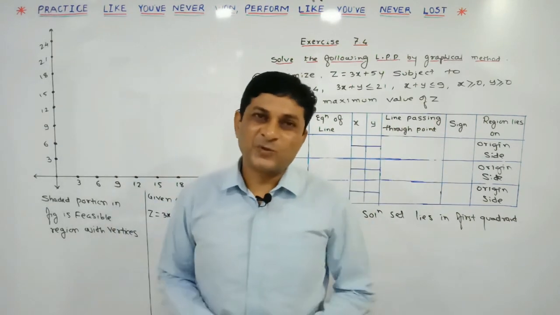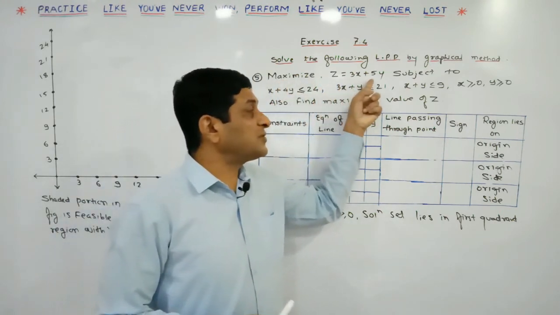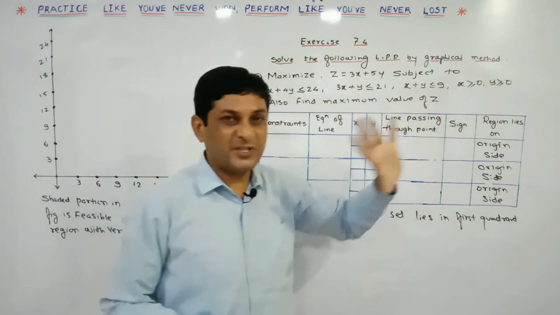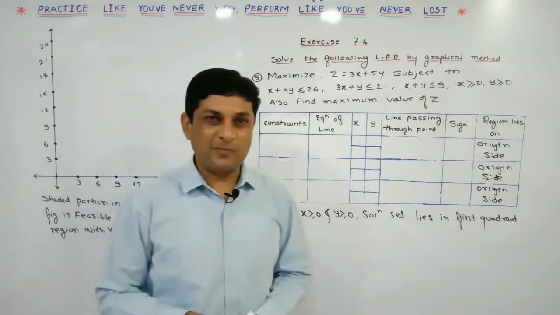Now let us try to solve example number 5. In example number 5, we have to maximize this objective function subject to the first, second, third, fourth, fifth, means subject to 5 constraints, and we have to find the maximum optimum solution.